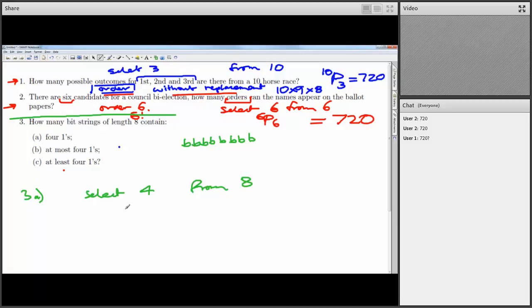And so the question is, with or without replacement? Well, I've got 8 different positions there. I can't pick the position more than once, so it's certainly without replacement, so I don't have to worry about that one. Does the order matter?